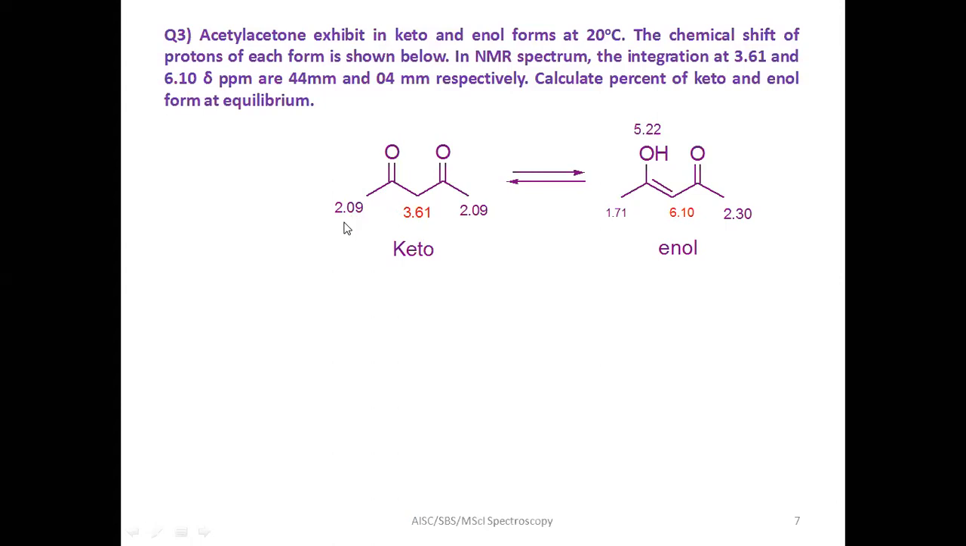This CH3 is 2.09, and this CH2 is 3.61, and the other CH3 is 2.09. This CH3 is 2.30, the vinylic CH is 6.10, and the OH is 7.1. Which two peaks are given in the problem? Yes, which two values are given from that keto and enol?